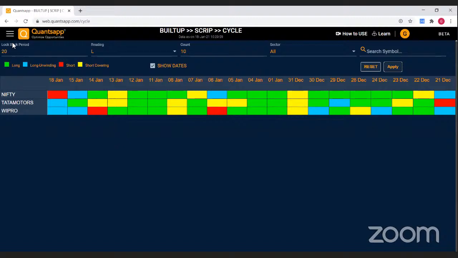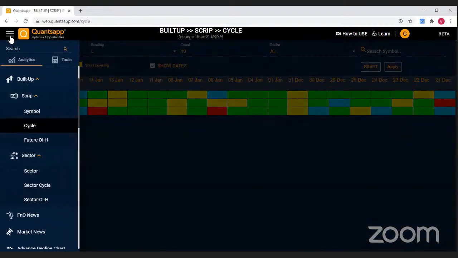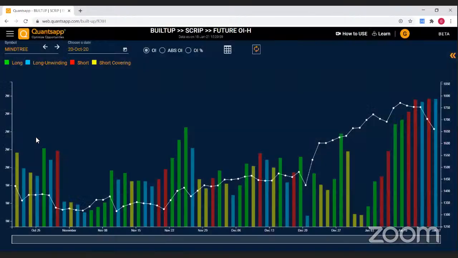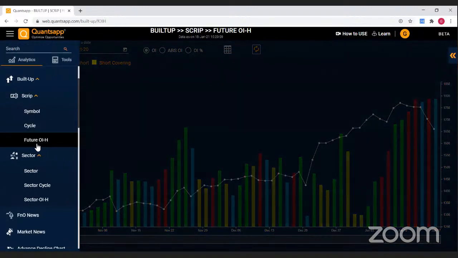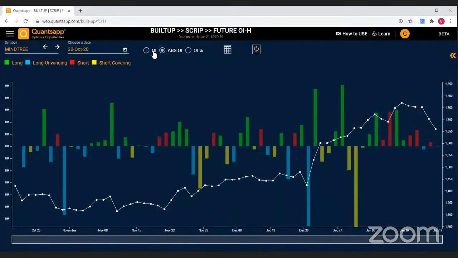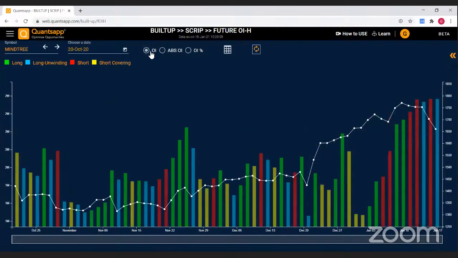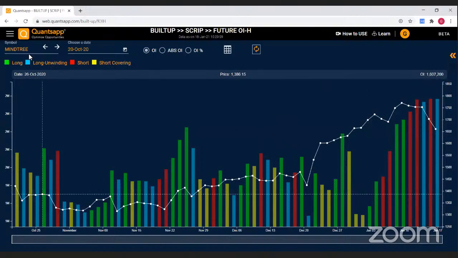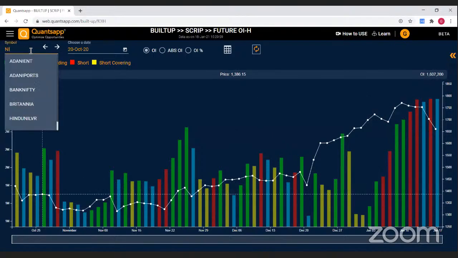Now I want to see the quantum of the build-up that is going on. So if I am looking at the stocks, I want to see the quantum of open interest that is being built up here. So after the cycle, I will be moving to the future OI historical. Here I will be looking into how that particular OI has been changing. So this is for Mindtree. Let's take Nifty.